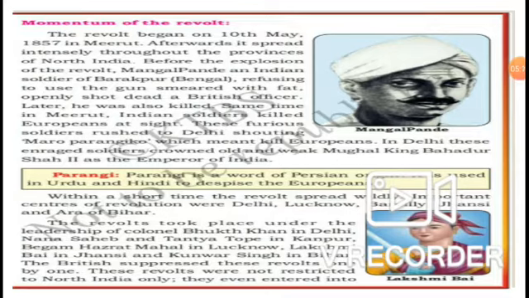Important centers of revolution were Delhi, Lucknow, Bareilly, Jhansi, and Arrah of Bihar. The revolts took place under the leadership of Colonel Bakht Khan in Delhi, Nana Sahib and Tatya Tope in Kanpur, Begum Hazrat Mahal in Lucknow, Lakshmi Bai in Jhansi, and Kunwar Singh in Bihar. These were all leaders who started revolts against the British rulers.